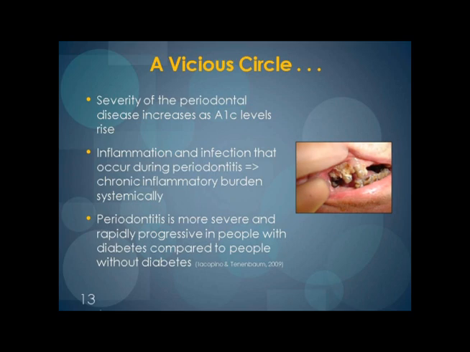Inflammation and infection that occur during periodontal disease leads to a chronic inflammatory response, which burdens the older diabetic client systemically. Periodontitis is more severe and rapidly progressive in people with diabetes compared to people without diabetes. People with diabetes are at increased risk for destructive periodontitis, which is severe inflammation of their gums.